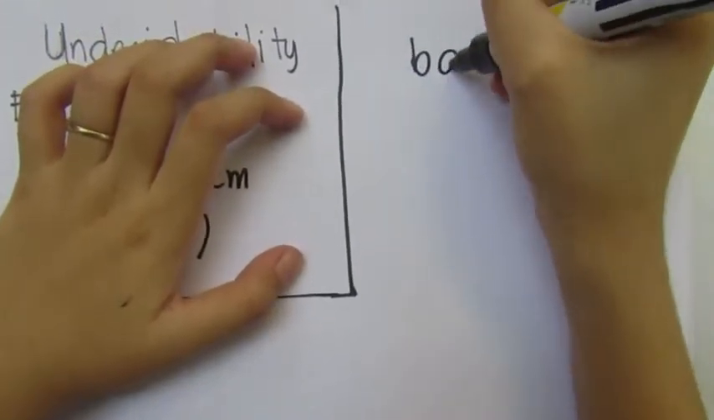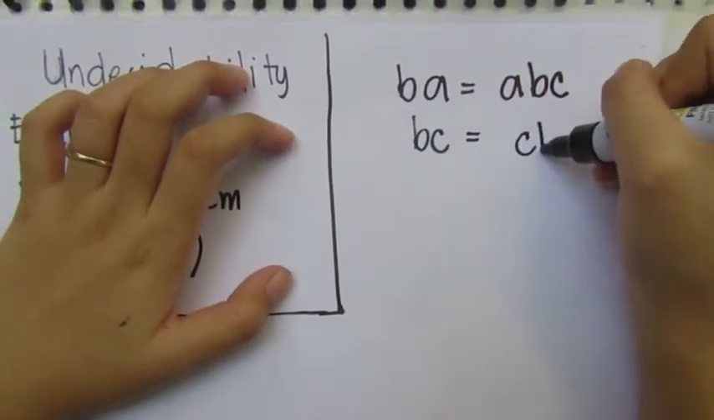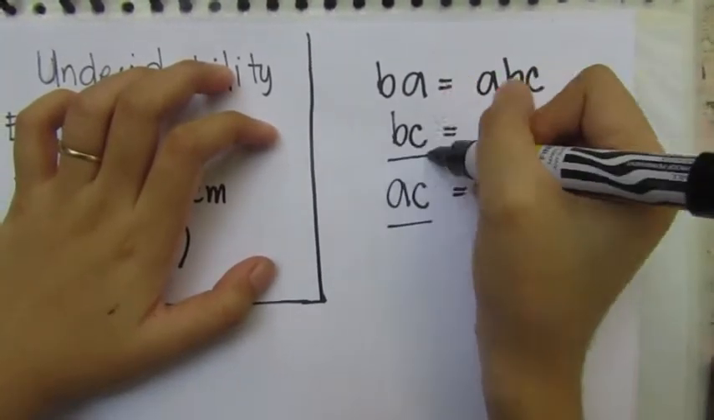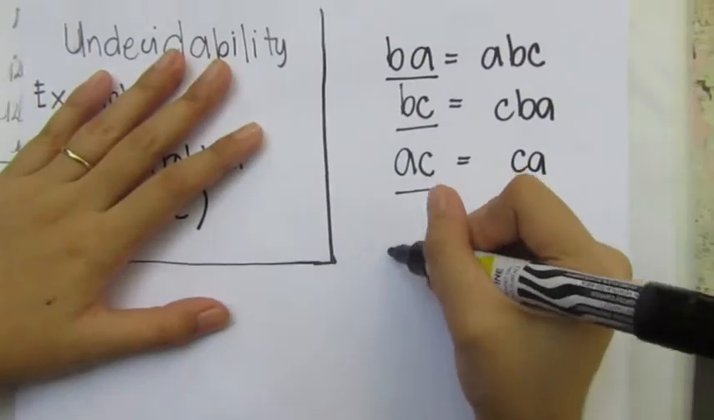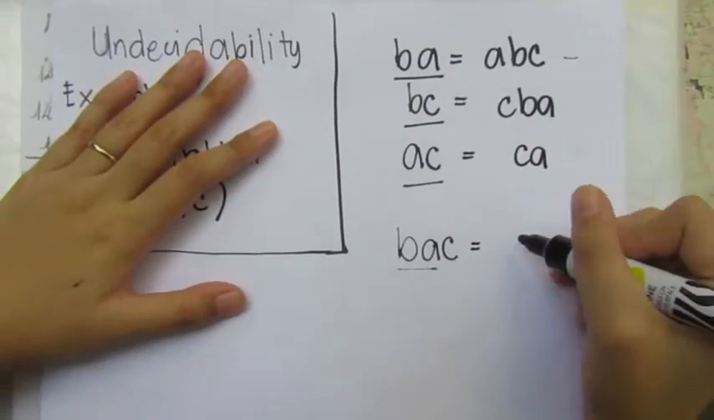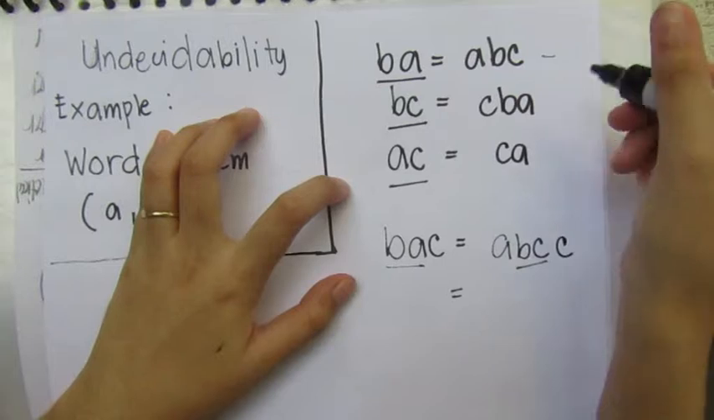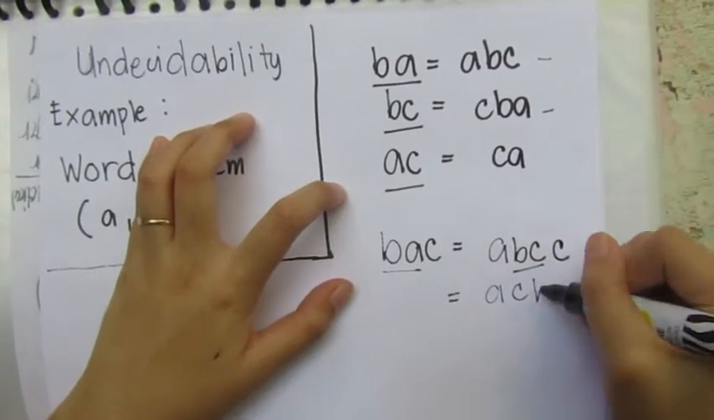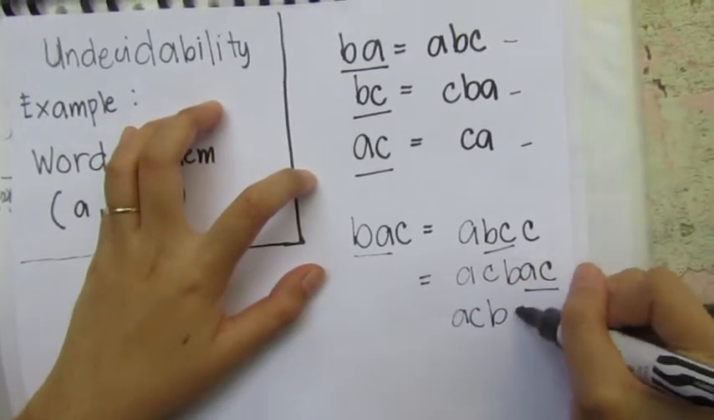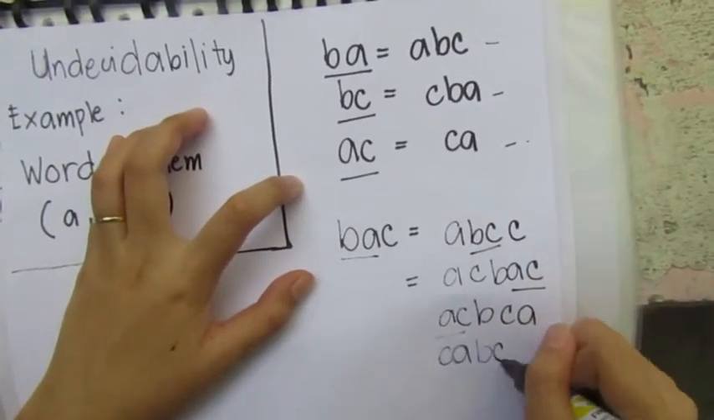Suppose we have three equations: BA is equal to ABC, BC is equal to CBA, and AC is equal to CA. Given a string BAC, we can replace BA with ABC, so it now becomes ABCC. We can replace BC with CBA, so it now becomes ACBAC. We can replace AC with CA, so it now becomes ACBCA.